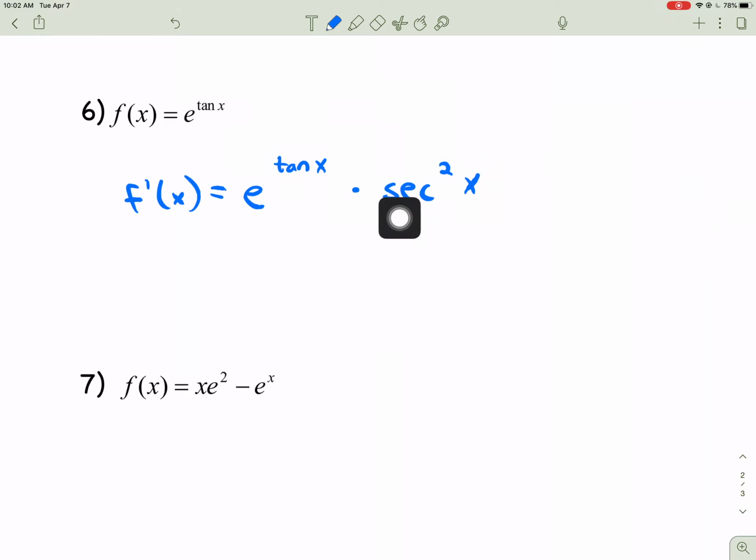Now, when you take the derivative of tan x, you also have to take the derivative of what's inside the function here, which is x, which is just times technically 1, but we don't need that. Okay, and you can just leave it like that. That's fine.